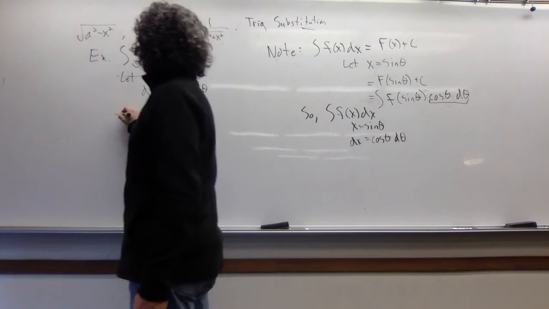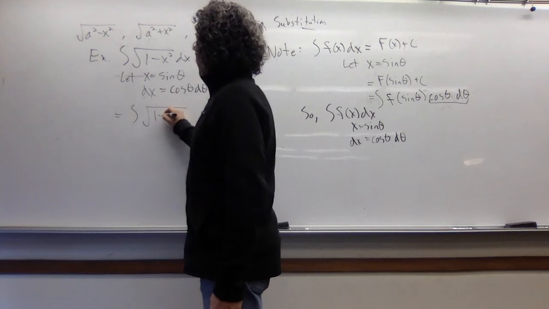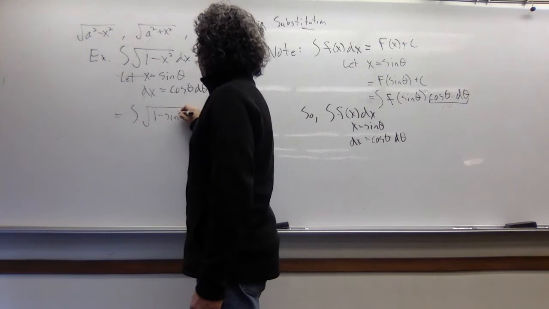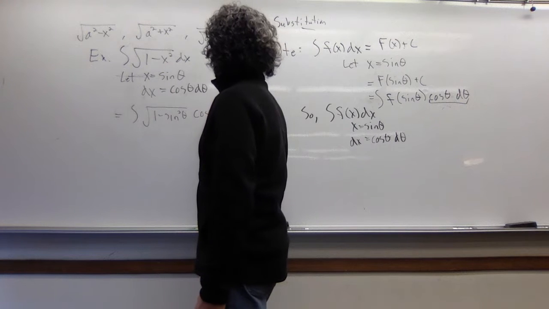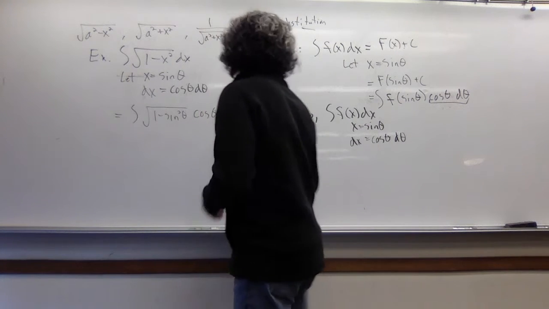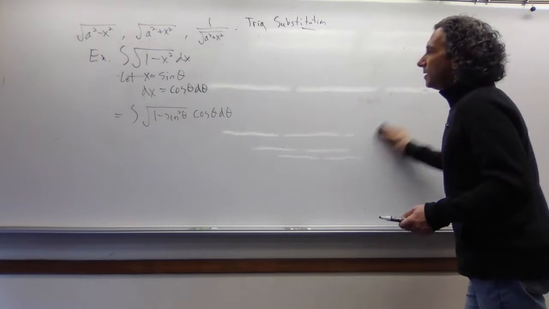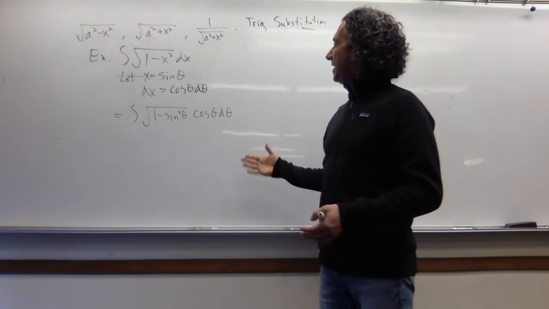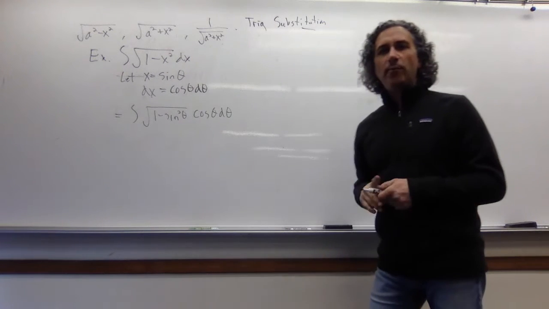So in other words, this guy is the integral of the square root of 1 minus sine squared theta, just plugging that in there, and dx is cosine theta d theta. I want you to stop the video for a second and ask yourself, is this easier than this to solve? And how would you solve it?